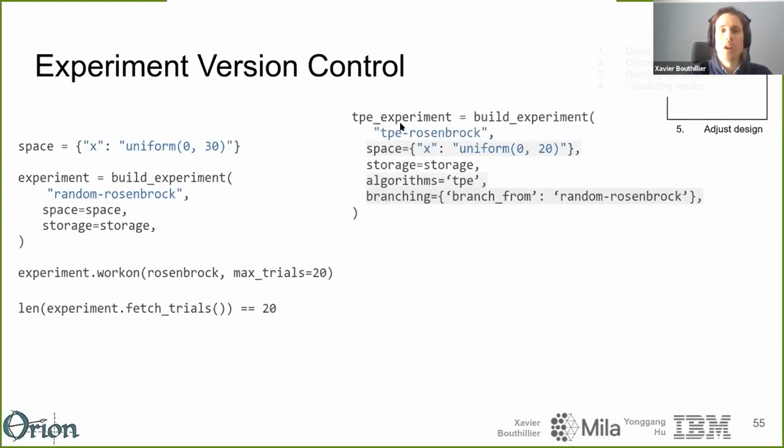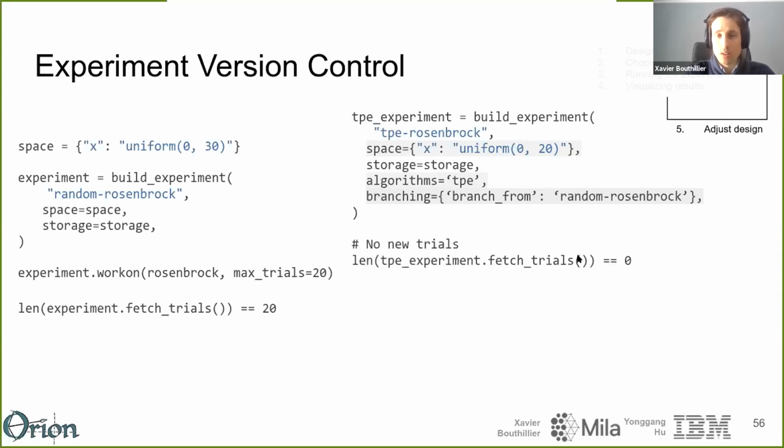Okay. Now I want to branch from it because I want to, let's say, narrow down the search space, and I want to change the algorithm, use one that is more efficient, let's say. So I reuse this build experiment function again. Now the experiment, I called it TPE Rosenbrock. I changed the space a bit. So you see 20 instead of 30, same storage because we need to reuse the same database, obviously. Now I pass this TPE as an algorithm. So it'll be using the default configuration of the TPE. And on this new argument that we didn't use before, which is branching, I say, okay, branch from the experiment random Rosenbrock. Now I have the TPE experiment.